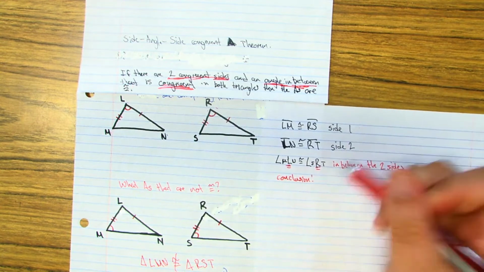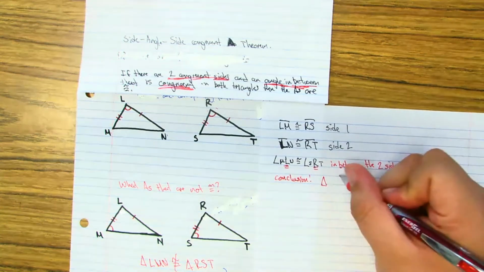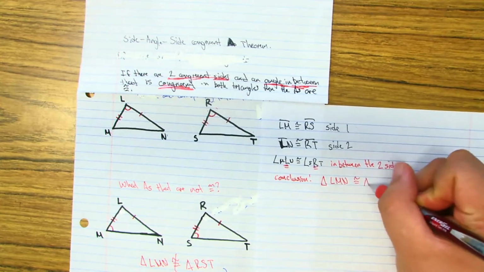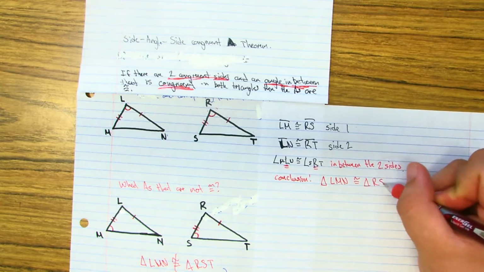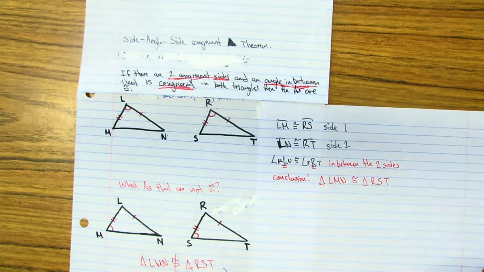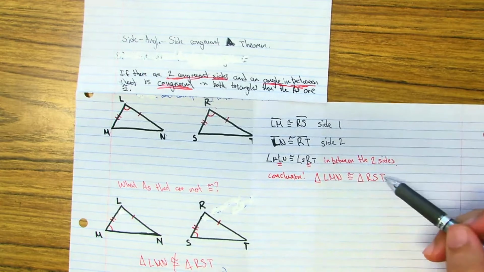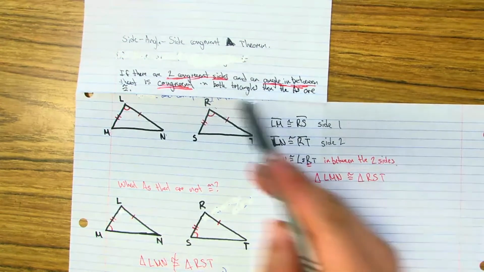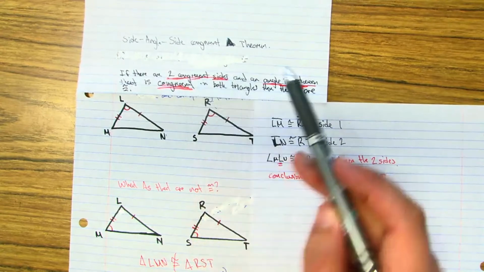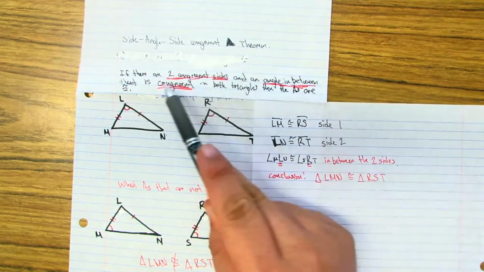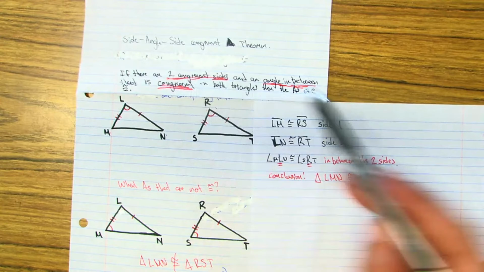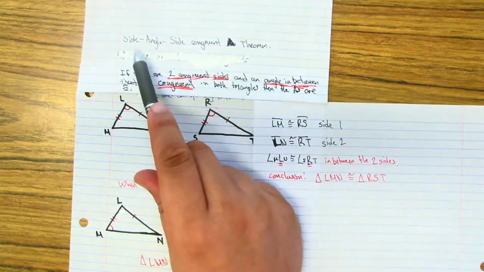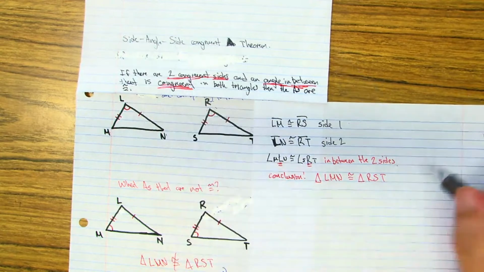Our conclusion we can make is that triangle LMN is congruent to triangle RST. Okay. And if you know that they are congruent, what's your reasoning though? How do we know they're congruent? We can use these two reasonings, right? We have two congruent sides, and we have an angle in between the two sides that is congruent. Based on the information we have, we can use this theorem, side angle side.